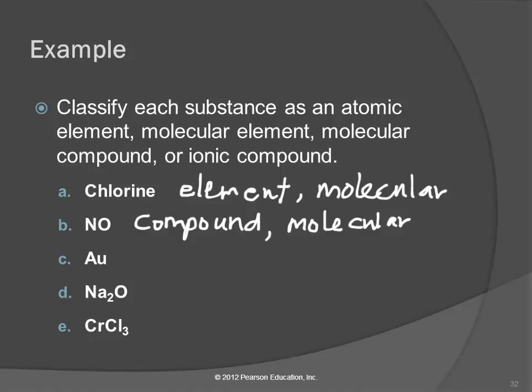Letter C, Au. Compound or element? Element. From the symbols, you can recognize an element because it has 1 capital letter. If it has more than 1 capital letter, it's going to be a compound. Chlorine is a molecular element, but its formula is Cl2. There's only 1 capital letter. That means it's an element. So Au is an element. Is that molecular or atomic? Atomic. It's not one of the 7.